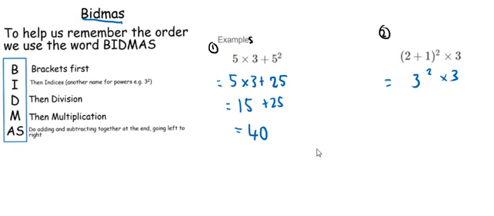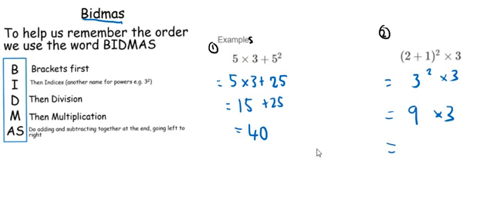So next step is indices. So there is indices here again. There's a 3, the first 3 is being squared, so I'm going to square that. 3 multiplied by itself is 9, so 3 squared is 9. Then I'm bringing down that multiplied by 3 again.